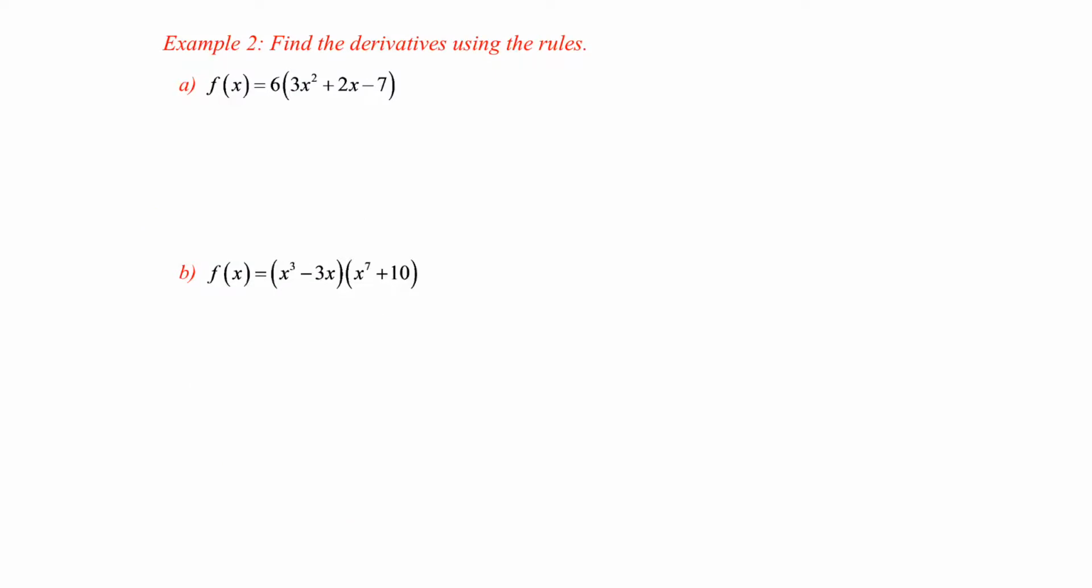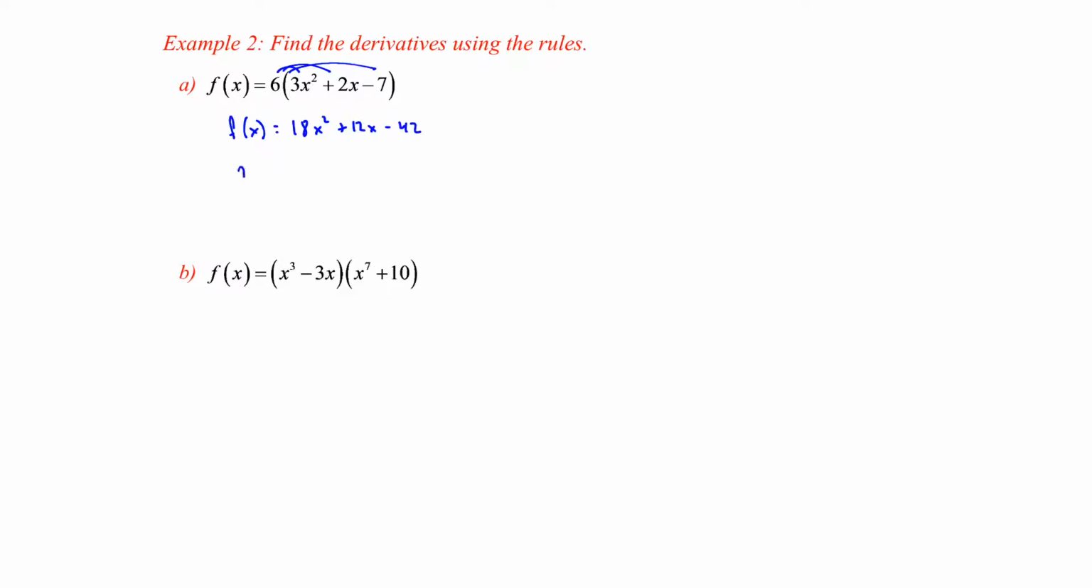Alright, let's continue. Let's look at 6 times the quantity 3x squared plus 2x minus 7. Now I could go ahead and use the product rule for derivatives, but I can also simplify the function before I find the derivative. So on this one, it'd be a lot easier to just distribute this 6 and deal with just the polynomial than to use the product rule for the derivative. So this would be 18x squared plus 12x minus, not 7, but 42.